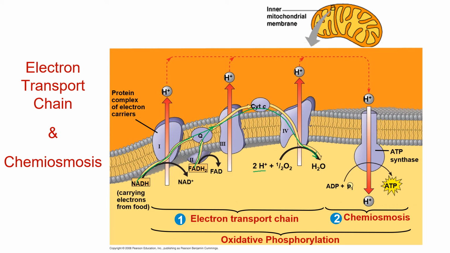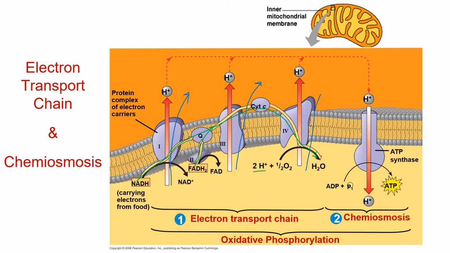What happens as the electrons bounce from protein to protein is that they impart a little bit of energy that can be used to pump hydrogen protons from the matrix out to the intermembranous space. So we're going to have electrons that are going to engage in redox reactions. Energy is going to be liberated, and that energy is going to be used to pump hydrogen protons from the matrix out to that intermembranous space.